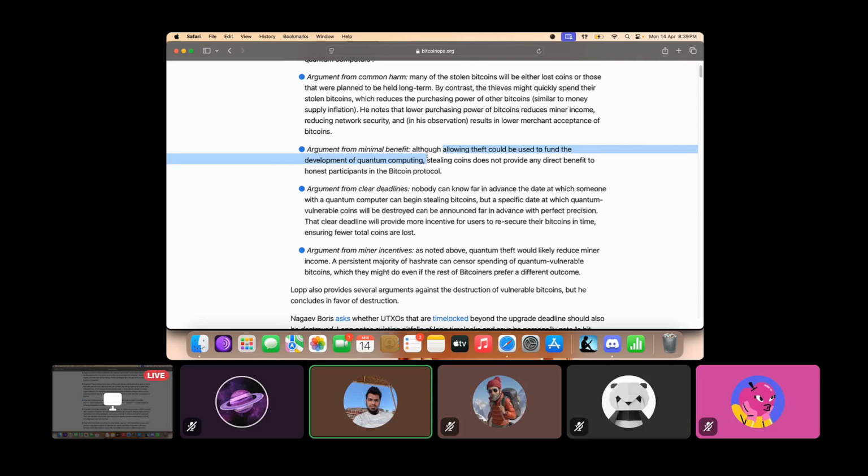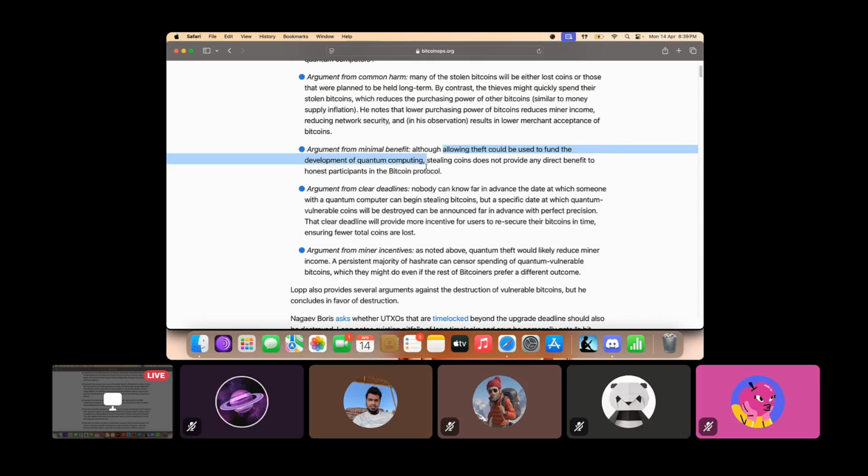I think what he's trying to say here is that if you know that a coin has already been lost, and if you have a quantum computer that can reverse engineer the public keys, then instead of those coins being lost and being of no value, why not just, quote unquote, steal those coins and use them for the development of quantum computing? But I'm not very sure that's the best way of funding quantum computing, stealing other people's coins and using them for the development of quantum computing, right? You don't steal to do charity. So I personally don't agree with this argument as well.